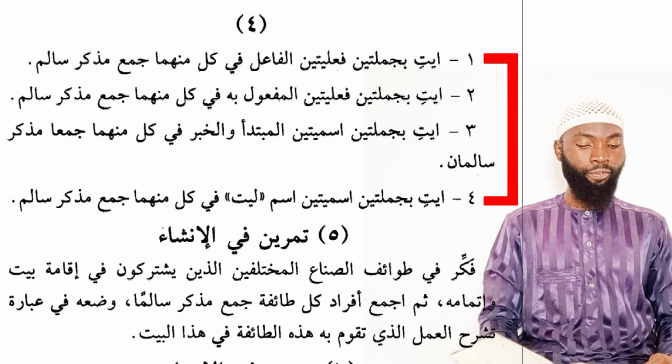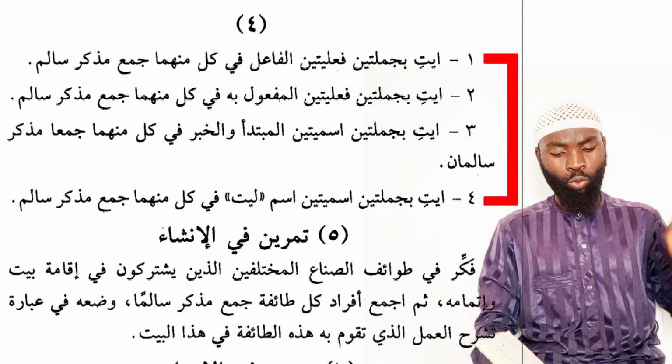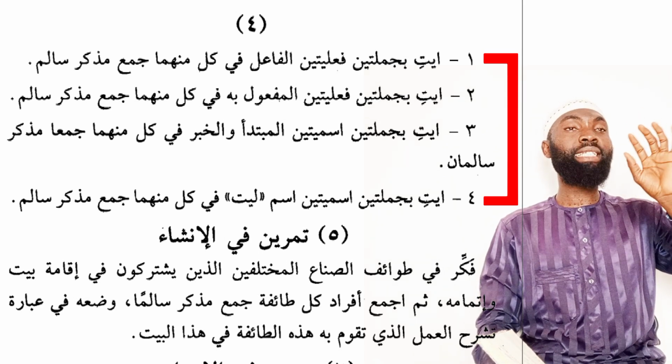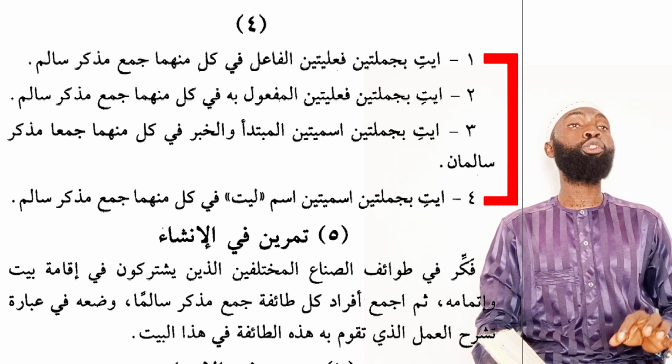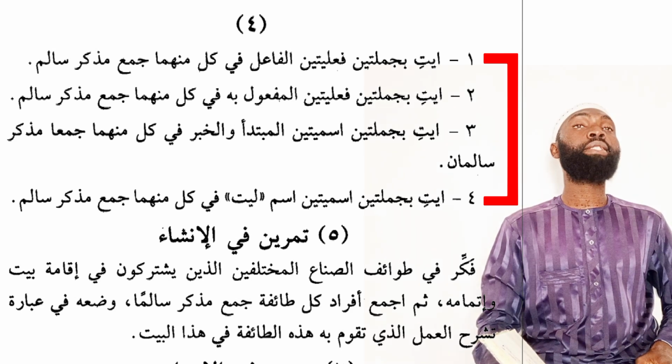Tamrin al-rabi', exercise number 4. The first one says: iti bi jumlatayn fi'liyatayn al-fa'ilu fi kulli minha jam'u mudhakkarin salim. You have to form two sentences. Both of them should be verbal sentences, and in each of them the subject of the sentence should be a sound masculine plural.